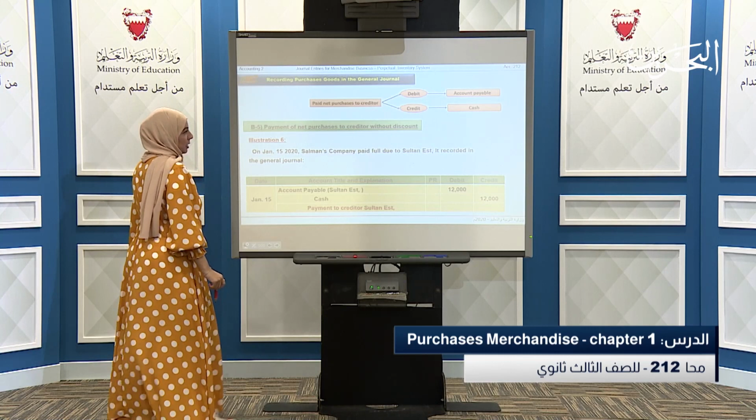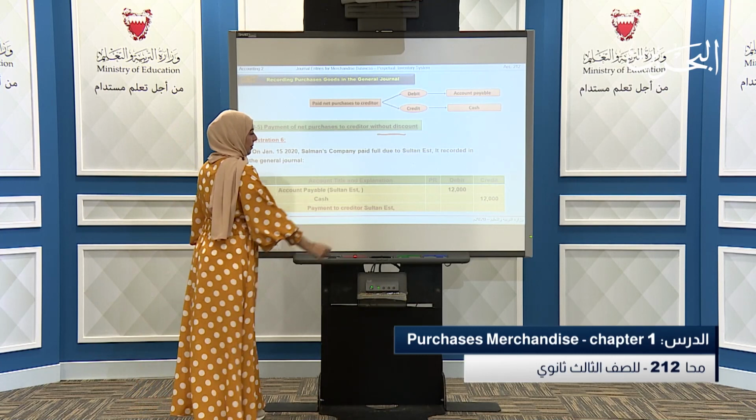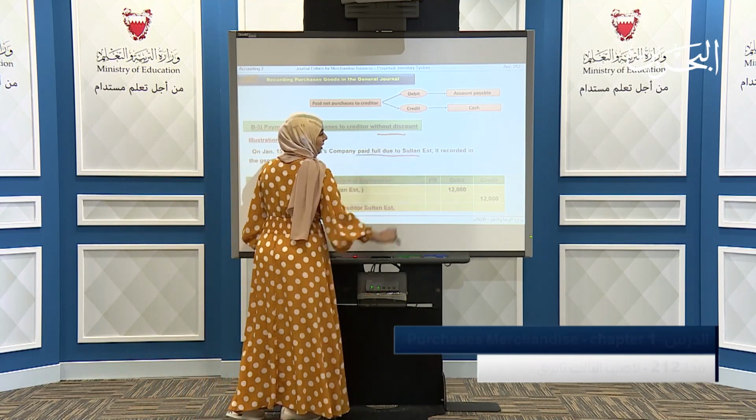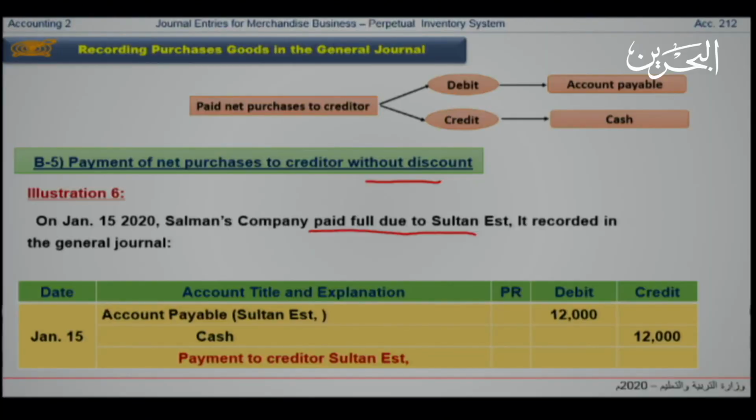Moving to the payment of net purchase to creditors without discount also. Salman Company paid the full amount due to Sultan Company. If I pay the amount that is due, my liability, the account payable, will decrease, and also the cash will decrease because I pay the amount. For the accounts payable, if it decreases, it will affect the debit side with the 12,000, and the cash will also decrease and affect the credit side with 12,000.